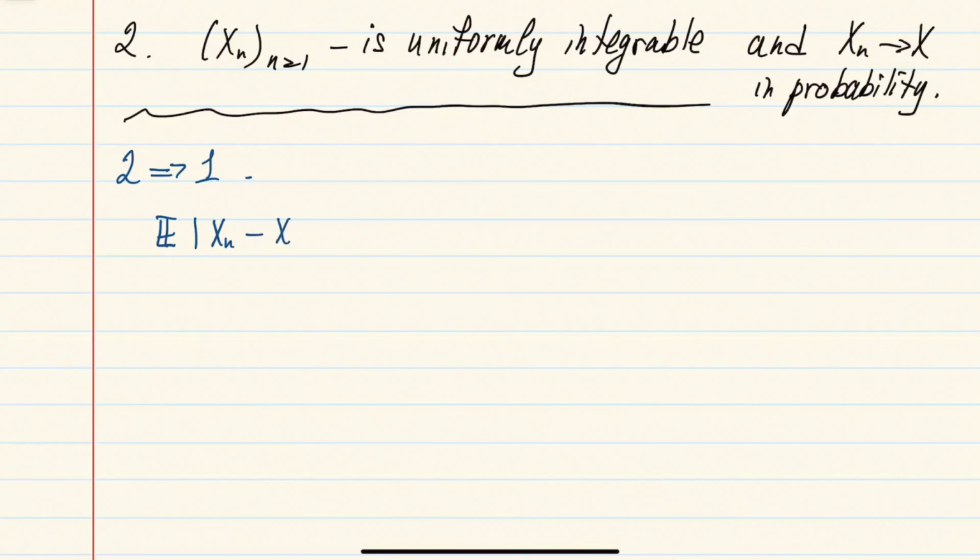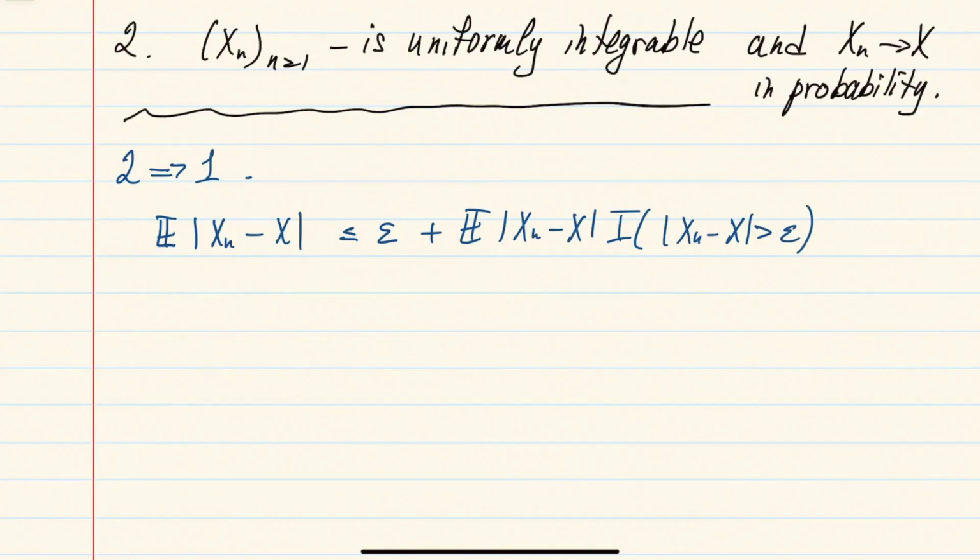So when you look at this expectation, first you break it into two pieces: when the difference is less than epsilon and bigger than epsilon. So on the first piece you just bound it by epsilon, and on the second piece we put the indicator that this difference is bigger than epsilon. Then for this second integral we consider several possibilities. One possibility is that both xn and x are bounded by some large constant k, and another possibility is that one of them exceeds some large constant k.